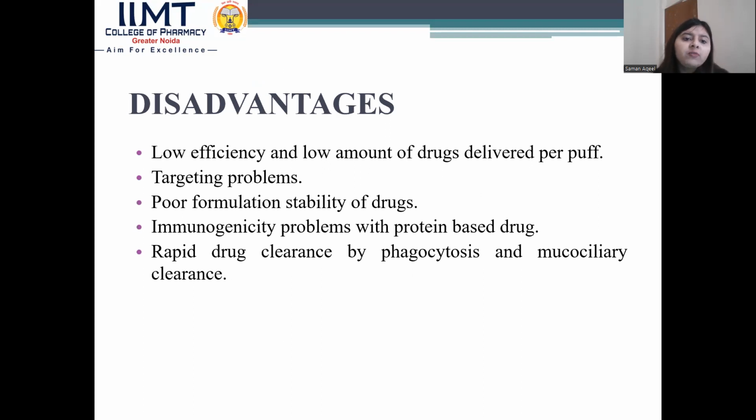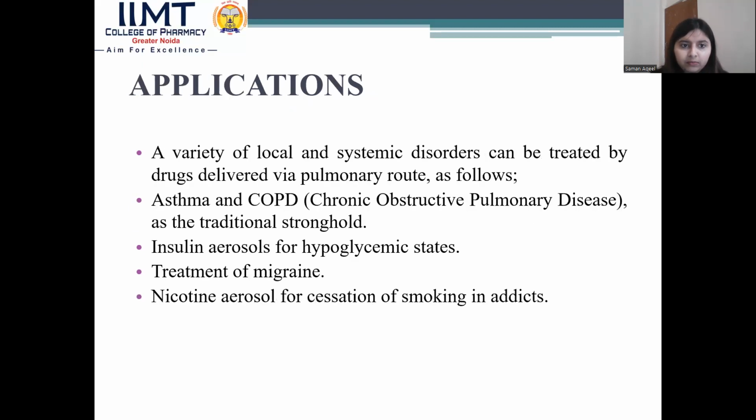These are the disadvantages of pulmonary drug delivery system. First is low efficiency and low amount of drug delivered per puff. It is delivered in the form of a puff. Second is targeting problems. Third is poor formulation stability of drugs. Fourth is immunogenicity problem with protein-based drugs. If you are using any protein-based drug, that can cause an immunogenicity problem. And the last, fifth one, is rapid drug clearance by phagocytosis and mucociliary clearance. So these are the disadvantages of pulmonary drug delivery system.